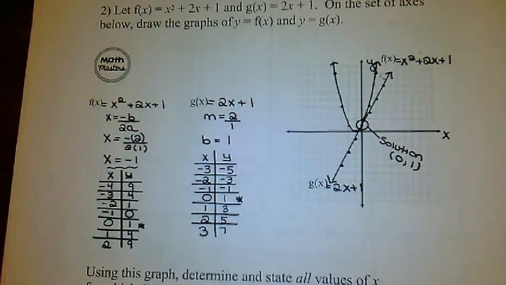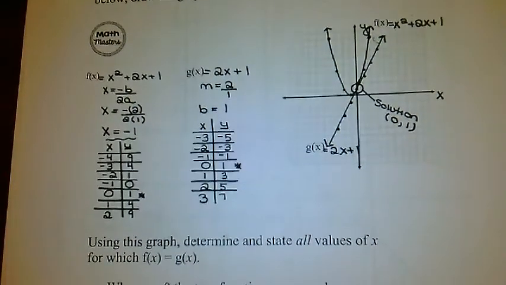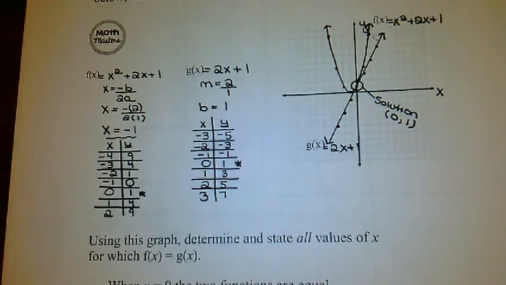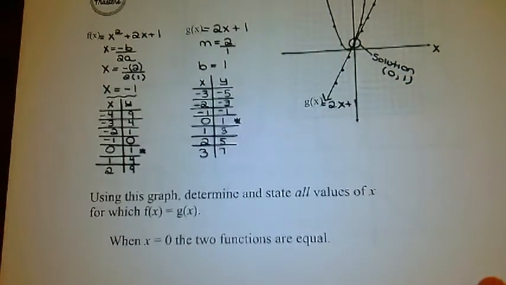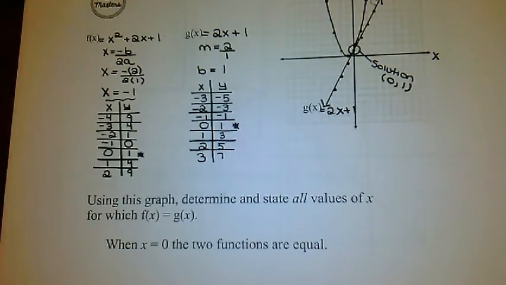To answer the second question, it says using the graph, determine and state all values of x. The reason I'm going over this is they ask you this question, and I really need to make sure that you understand. They're not asking you for the coordinate. They want all values of x. So you take your solution and you just look at the x value. So when f of x is equal to g of x, that happens when x is equal to 0.